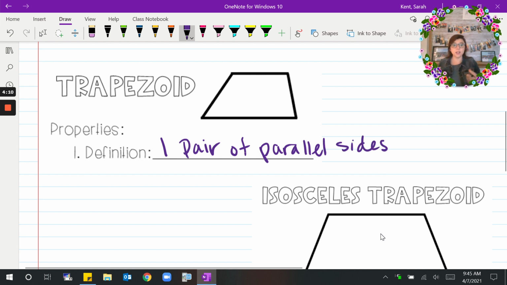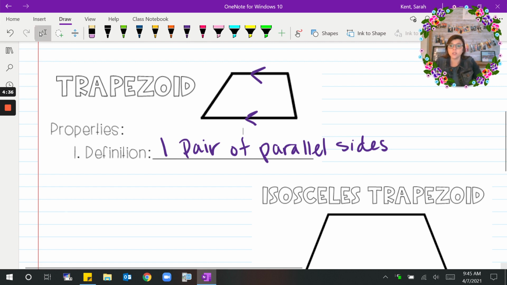So with our parallelogram, both pairs were parallel. So with the parallelogram, the rectangle, the rhombus, the square, it had 2 pairs of parallel sides. The kite had no parallel sides. And our trapezoid has 1 pair. And those will be called your bases. So it's just 1 pair of parallel sides.